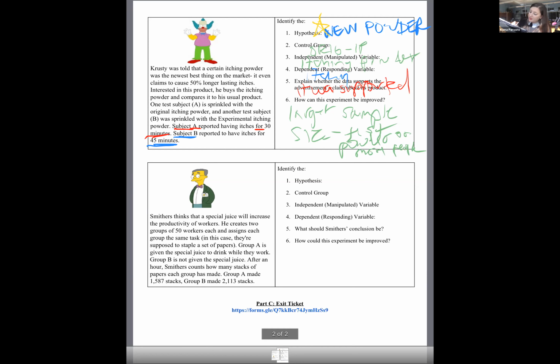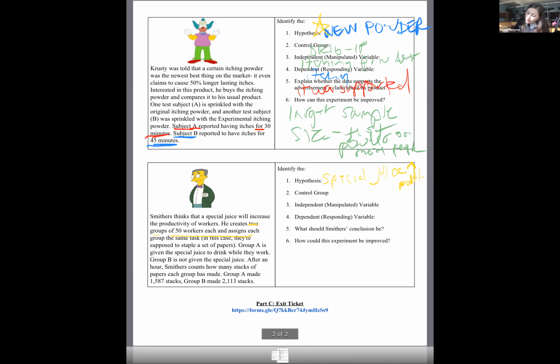So we're decoding our experiment. 2 groups of 50 workers each. His hypothesis is special juice will make the workers more productive. Increase productivity. And forgive me, guys, I'm trying to make the things that I'm writing on the screen legible, but they are pretty illegible. So we're working on it. He creates 2 groups of 50 workers each and assigns each group the same task. In this case, they're supposed to staple a set of papers.